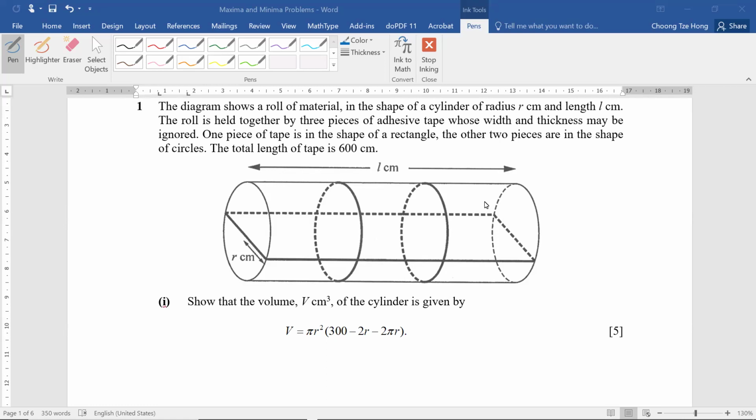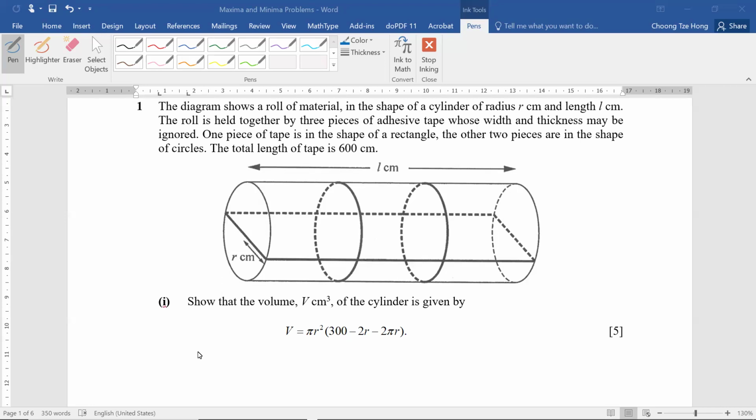In part 1, they want us to show that the volume V cm³ of the cylinder is given by V equals pi r squared times (300 minus 2r minus 2 pi r). We are very familiar with the volume of a cylinder, right? It is the area of the cross section, which in this case is a circle of radius r, so the area is pi r squared, multiplied by the length of the cylinder.